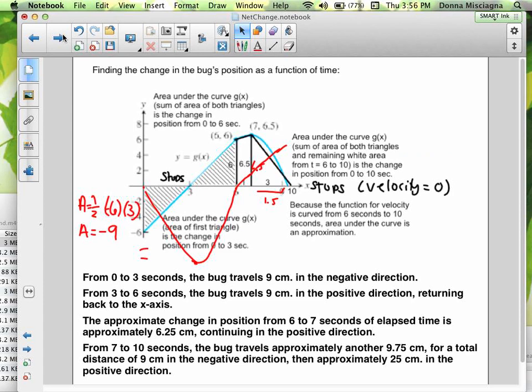Notice that the x-intercept means the bug stops. Its velocity is 0. Why would it stop? Because it's turning around. Now, I'll talk about that red line that's on there in a moment. All right, so it's turning around. It's moving in a positive direction.